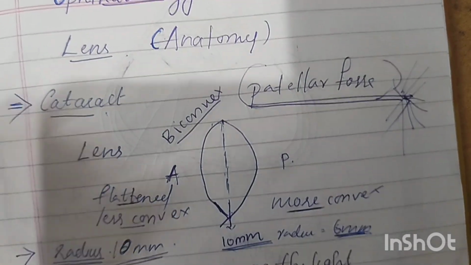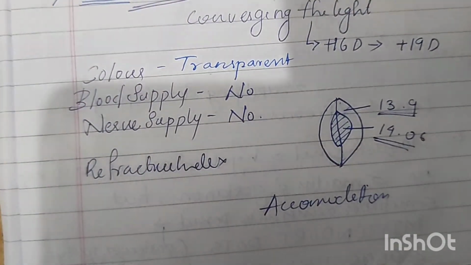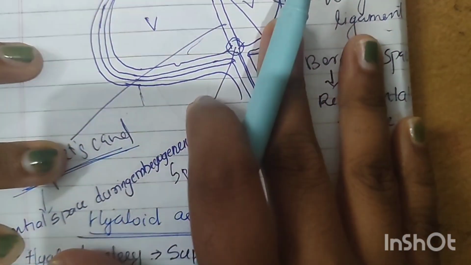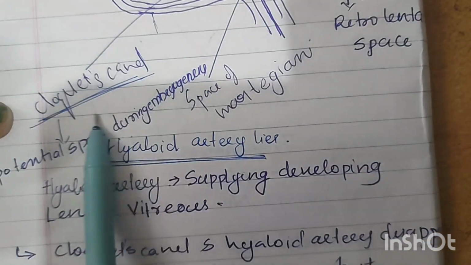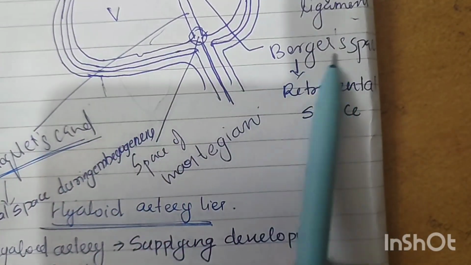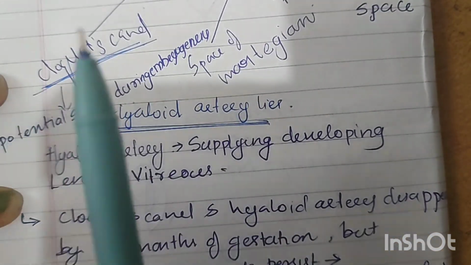So, yesterday we studied mainly about the shape, color, blood supply, nerve supply and refractive index of the lens, and also the attachments of the lens. Mainly these are the attachments, okay. We studied about the Cloquet's canal, Berger's space, Wieger's ligament, like that. So, I will revise it.